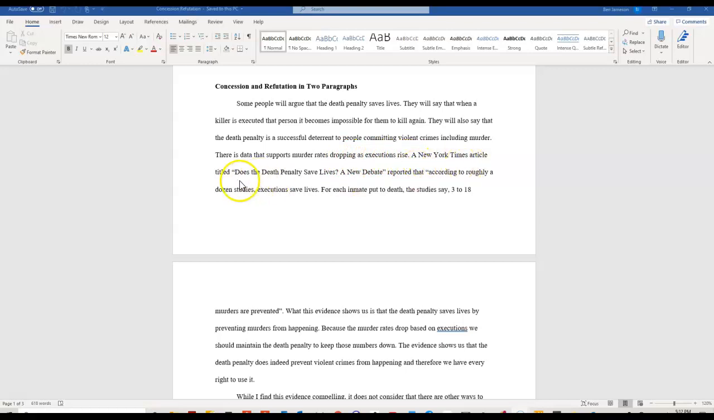A New York Times article titled "Does the Death Penalty Save Lives? A New Debate" reported that according to roughly a dozen studies, executions save lives. For each inmate put to death, the studies say, 3 to 18 murders are prevented. What this evidence shows us, now I'm moving on to the analysis, not refuting this claim, but actually trying to support why this is actually a valid argument, right?